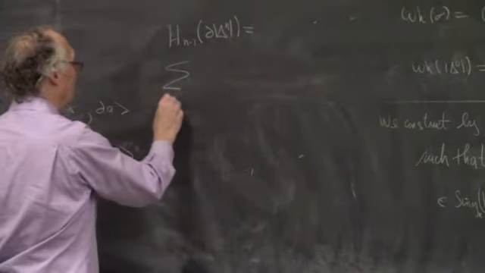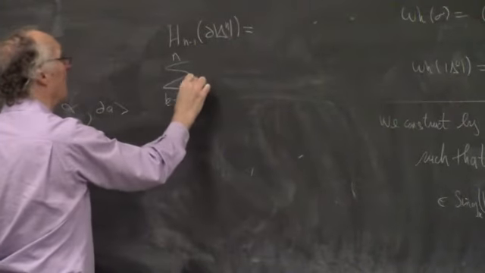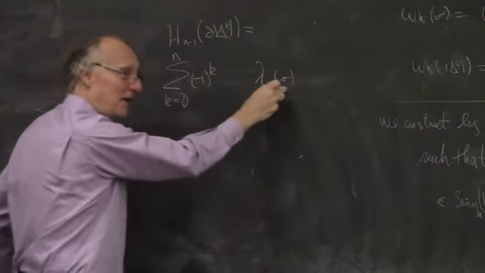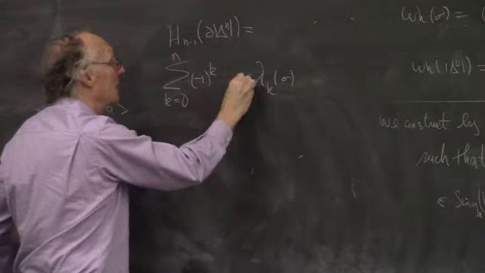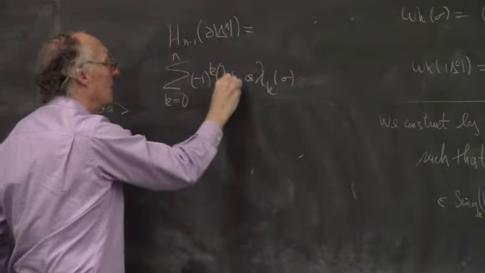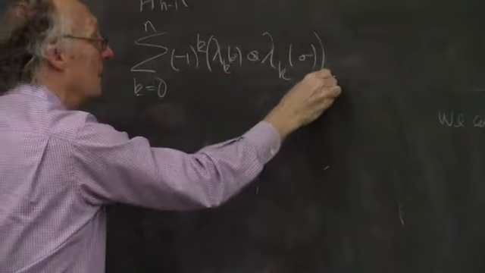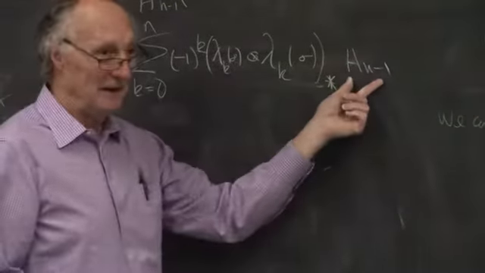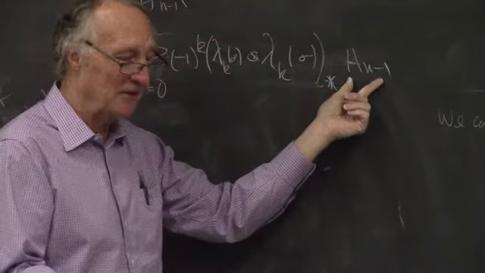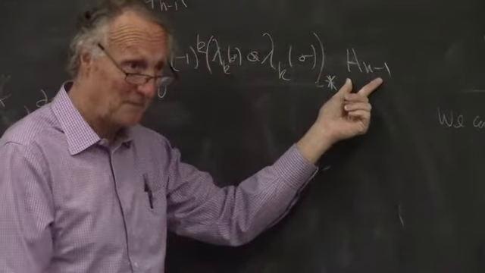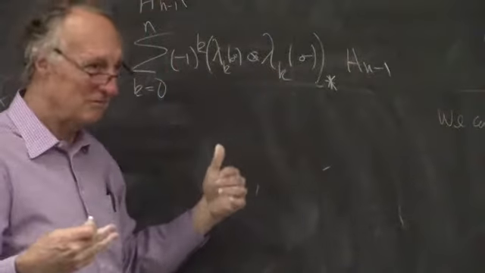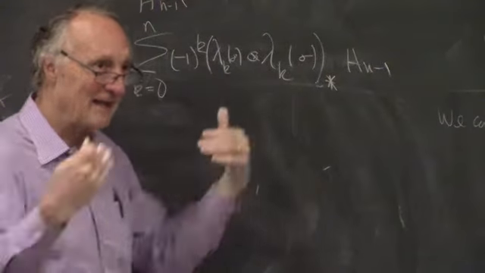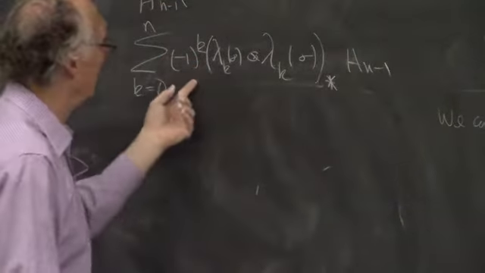So the boundary is the sum from k equals 0 to n minus 1 of minus 1 to the k of lambda_k of sigma. This is the kth face. So this is an element in the tensor product of the singular chain complex of the n minus 1 simplex with itself. These are inclusions. This is an inclusion of the n minus 1 simplex into the n simplex. Here's another copy of it. So just take that map on the tensor product and add them up with the appropriate sign.